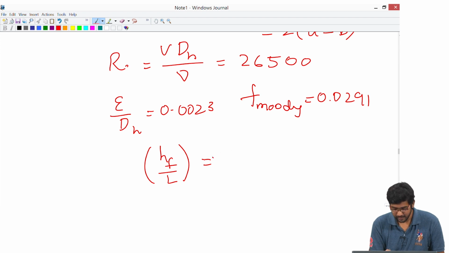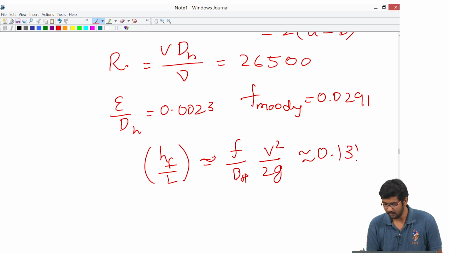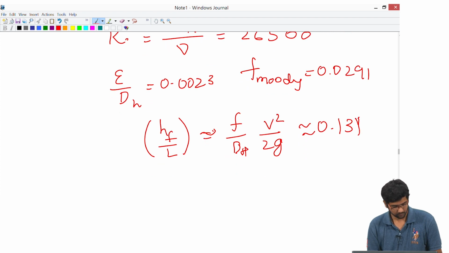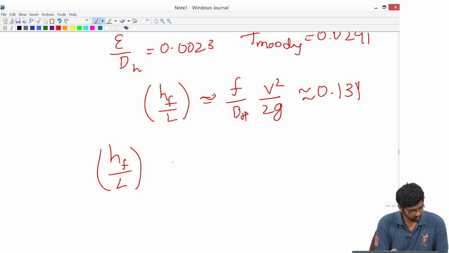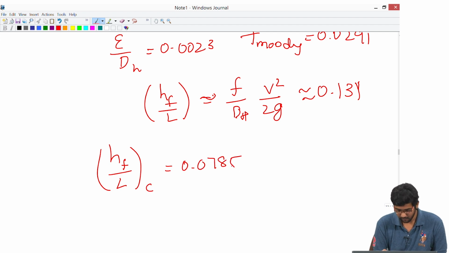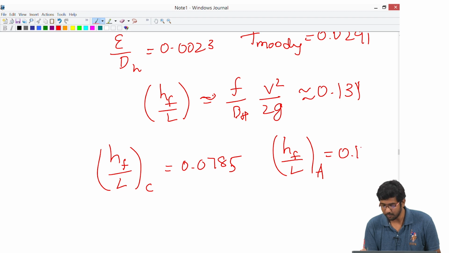This is going to be an approximate value, because we are using the hydraulic diameter concept. So, this will be around 0.131. If I compare the values of head loss, for the circular pipe it is around 0.0785, whereas for the annular pipe it is going to be around 0.131.